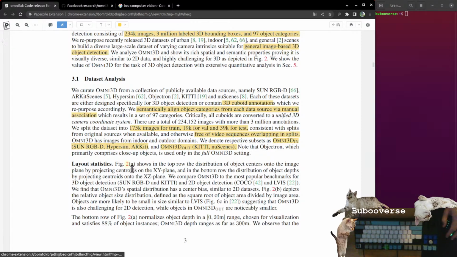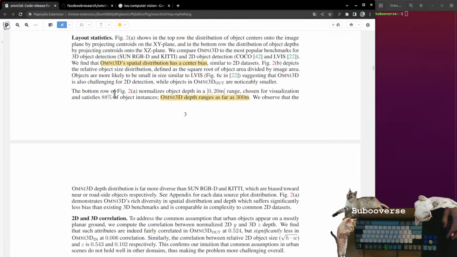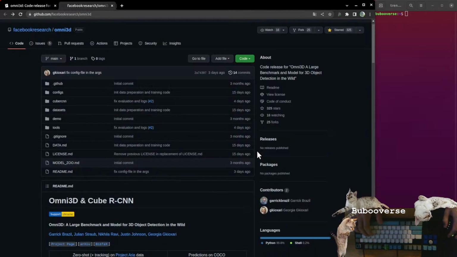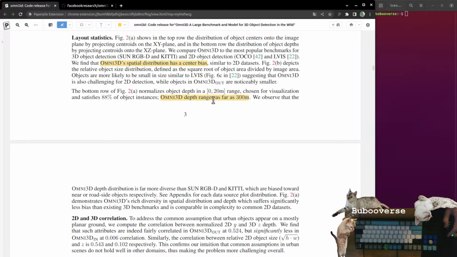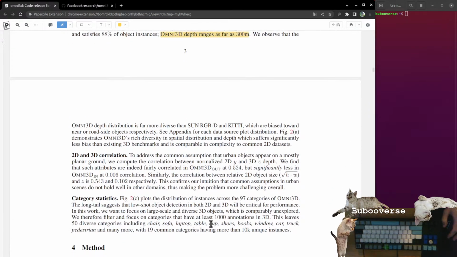Okay, distribution of object centers. This is what we were looking at. Yep. Omni3D has a center bias, similar to 2D data sets. Yeah, so because they have some autonomous vehicle data sets, right, they're going to have instances that are as far as 300 meters, right, especially if you have something like Kitty. But if you have a lot of these kind of more indoor data sets, they're all going to be significantly closer objects.